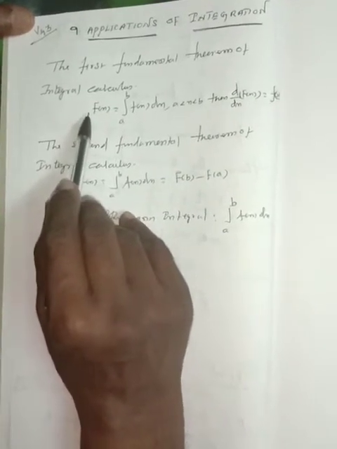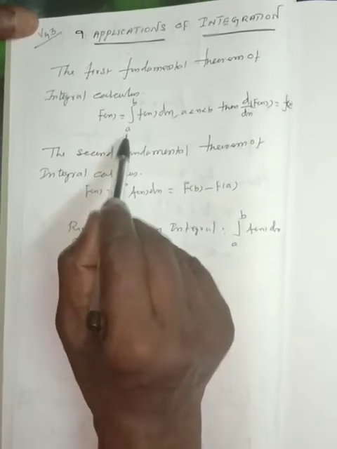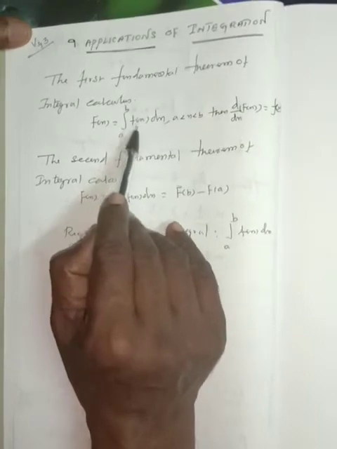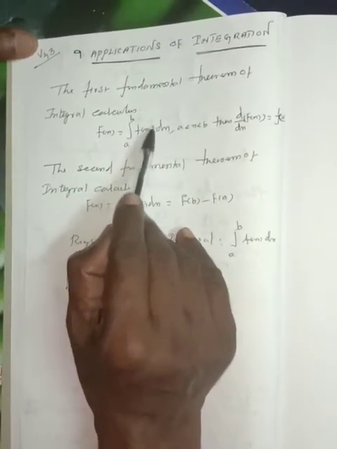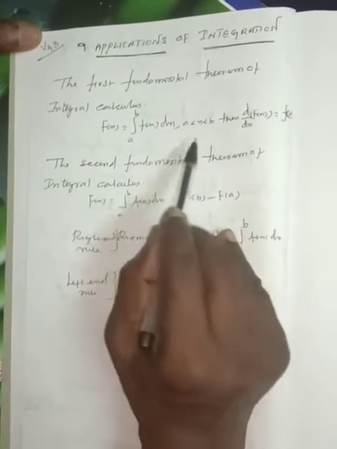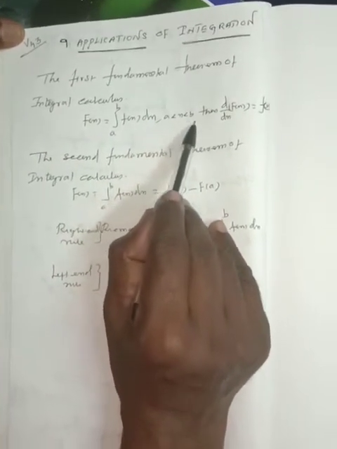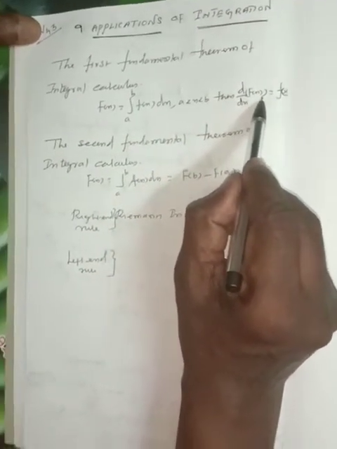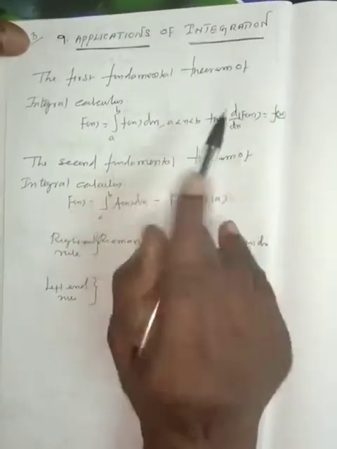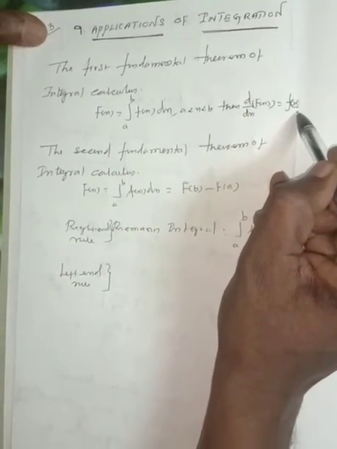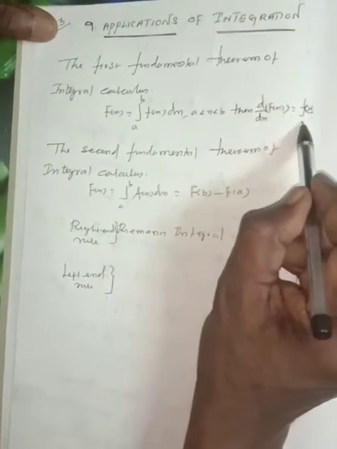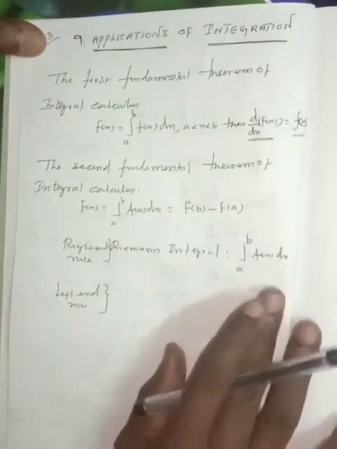Capital F of x is equal to the integral from lower limit a to upper limit b of f of x dx. Here f of x is a function, and x is a variable between the lower limit and upper limit, a less than x less than b. Then the differentiation of capital F of x with respect to x is small f of x. The first fundamental theorem gives that the derivative of capital F of x is equal to small f of x.